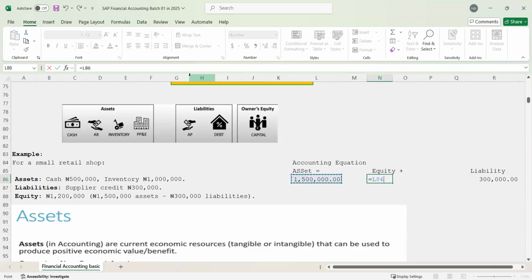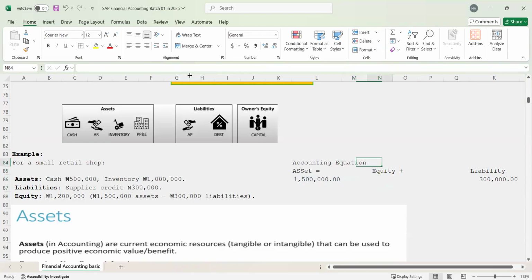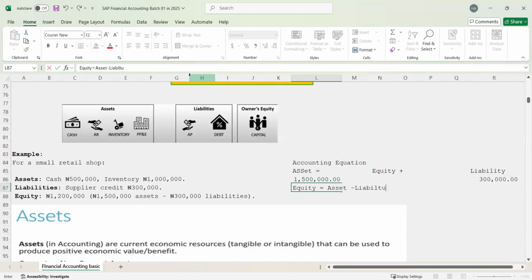In mathematics, if you want to factor something out, if this is asset equal to equity plus liability, and I want to make equity the subject of the formula, then equity equals asset minus liability. The first equation says asset equals equity plus liability, but because now we want to know our equity, it will be equity equals asset minus liability.